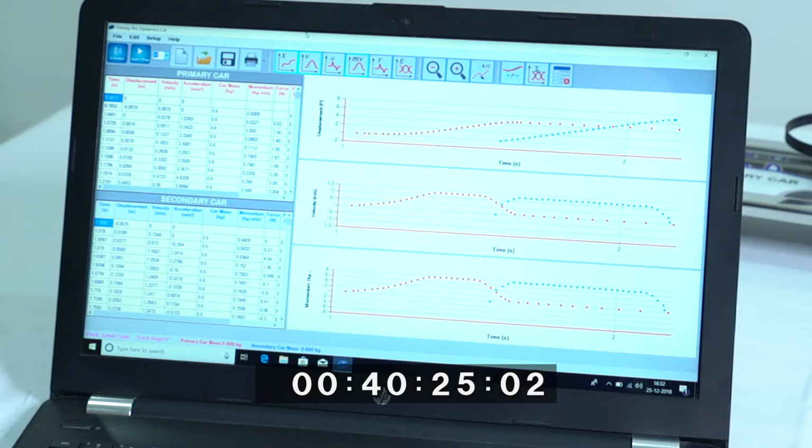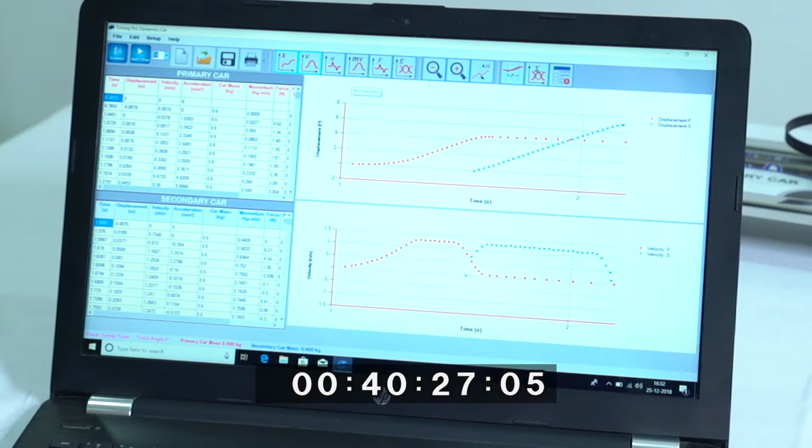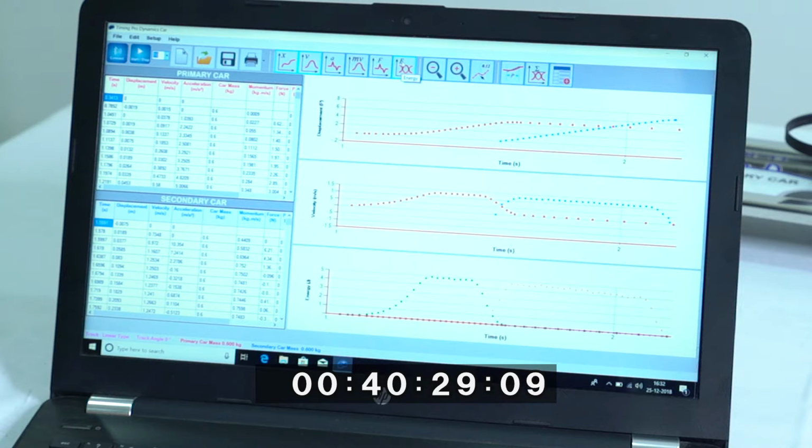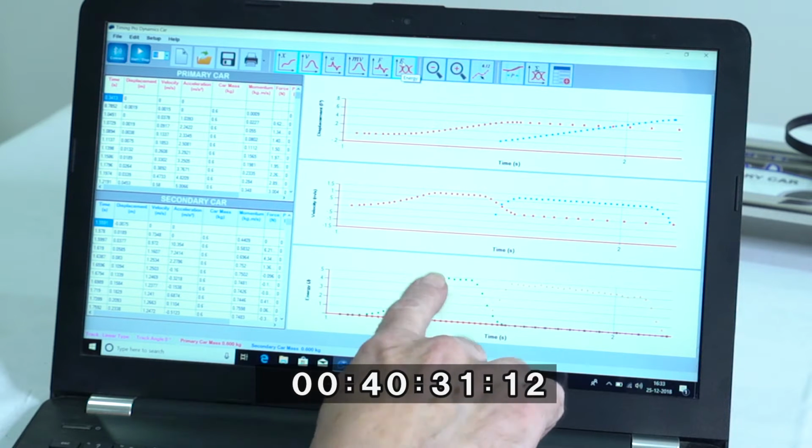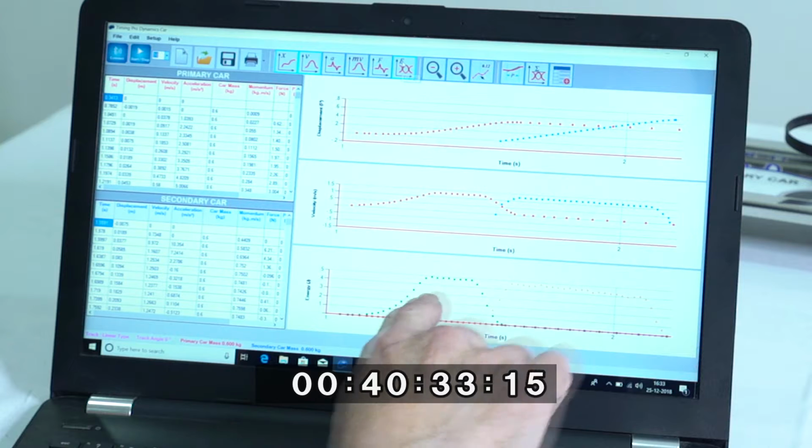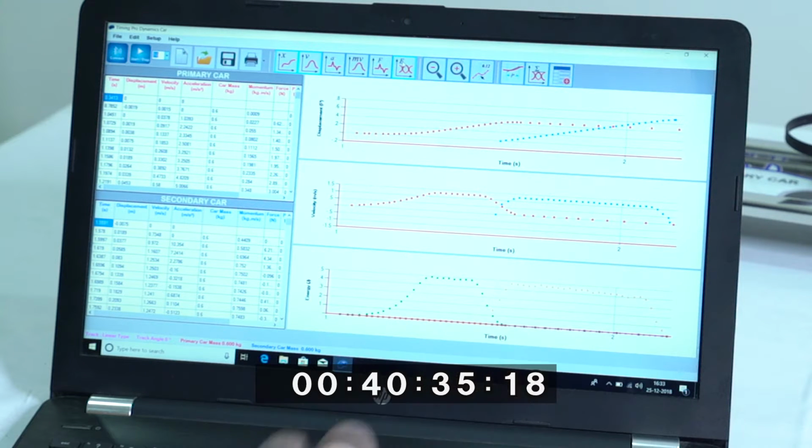We can take away the momentum graph and put in an energy graph. The energy of the primary car, the energy of the secondary car are very similar. So when we click on summation, the black line is indicating the total energy at any time. You can see that energy is conserved during the collision.